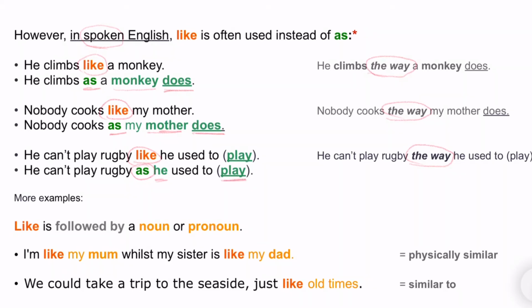More examples, but let's reiterate. Like is followed by a noun or a pronoun. I'm like my mum, whilst my sister is like my dad, which means we are physically similar. We could take a trip to the seaside just like old times, similar to in the past.